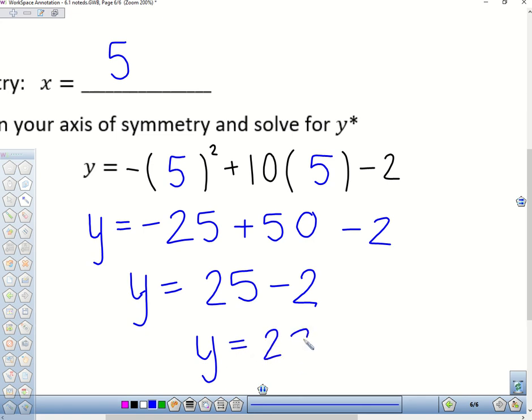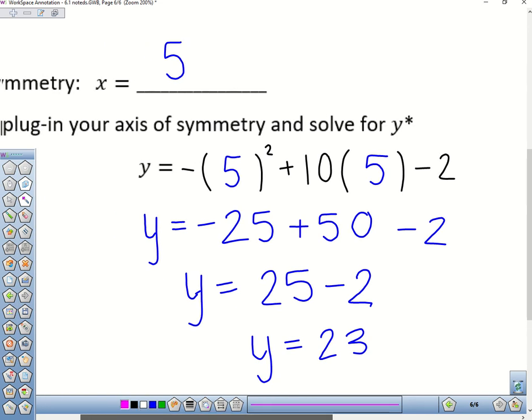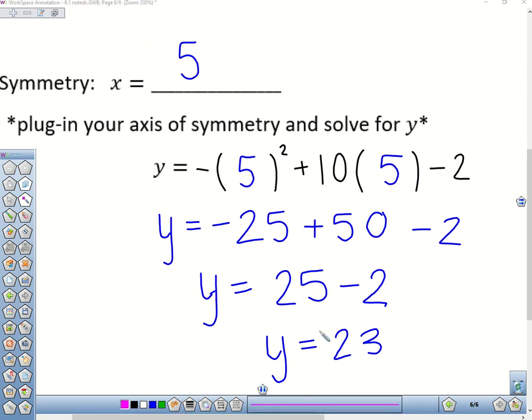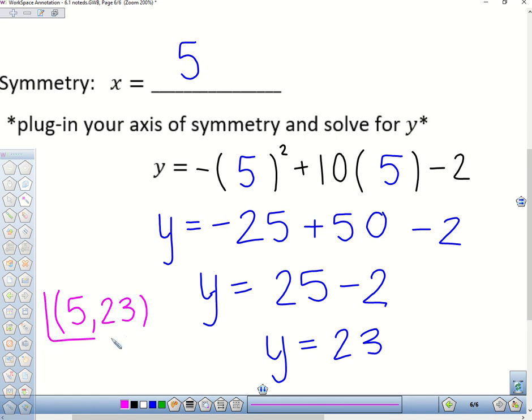I also want you all to get practice doing these calculations in the calculator, because if you know how to use the calculator properly, you won't have to worry about figuring this out. So we have our axis of symmetry, and we found our vertex. That's going to be (5, 23). That's our vertex, so go ahead and write that down.